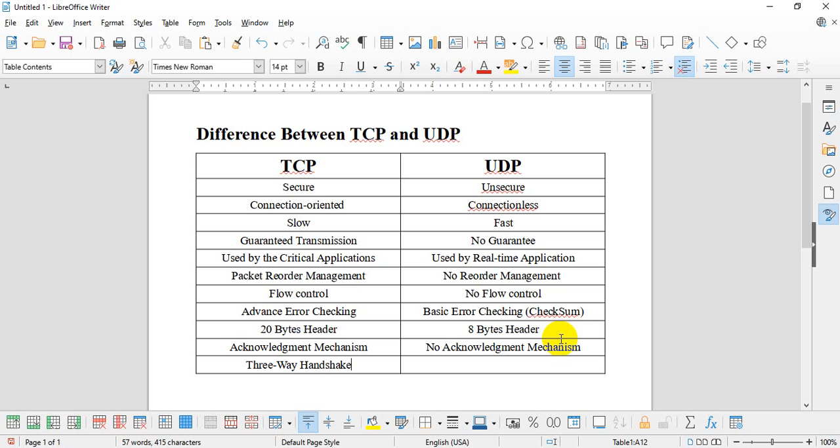Okay, it does not transfer the data before establishing the connection in TCP. In TCP, it will first establish a three-way handshake connection between the sender and receiver, then it will transfer the data. It's just like two people talking with each other. If the two people are unknown to each other, then what will they do?